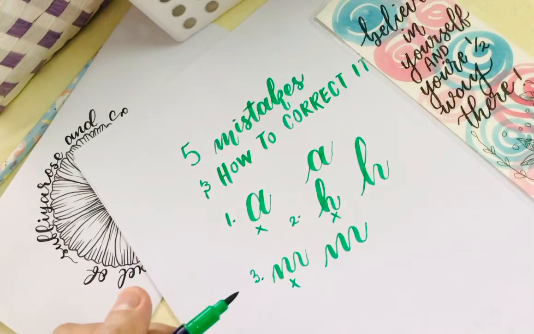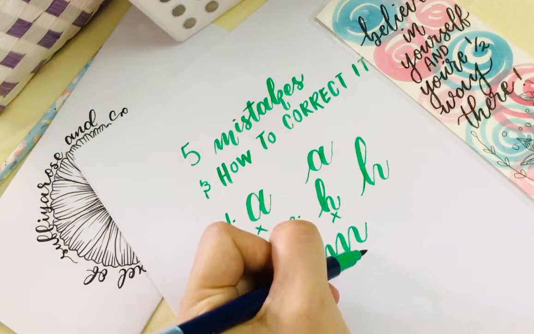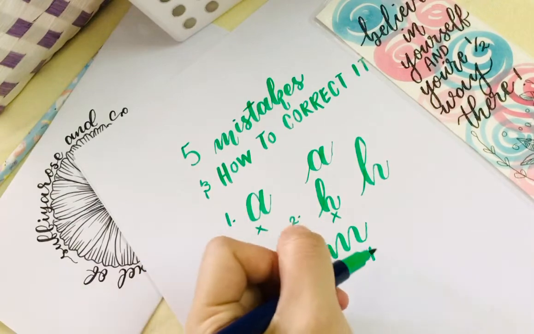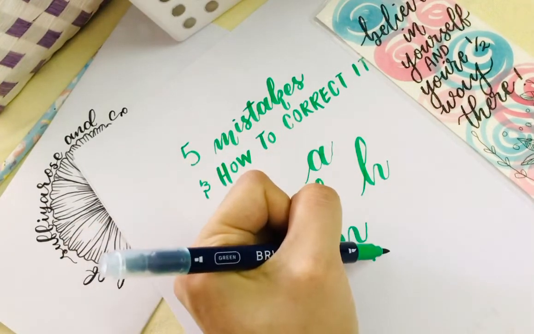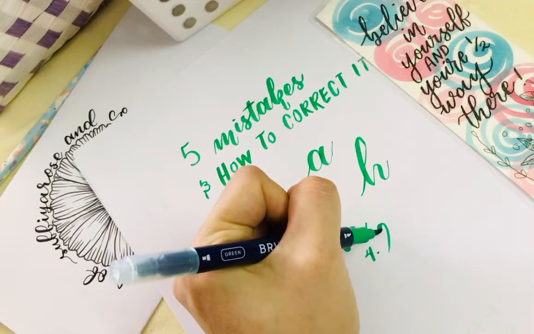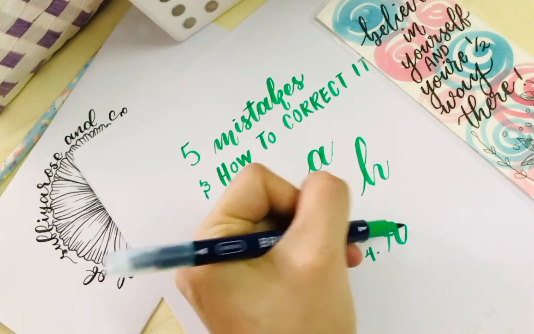The fourth alphabet is an R. The second stroke in an R should look like a waterfall.